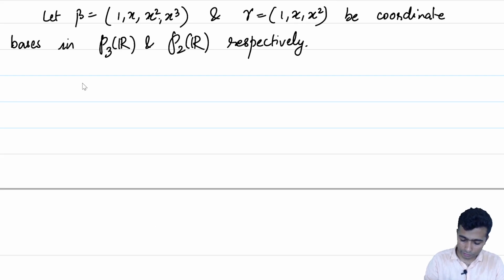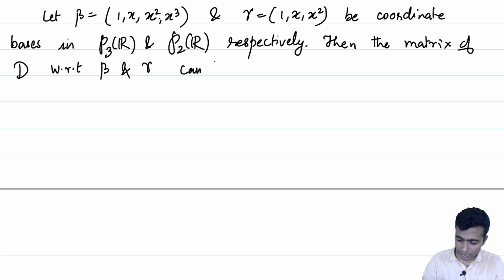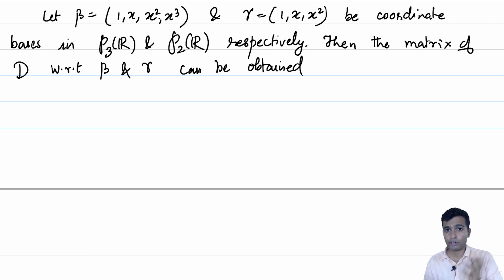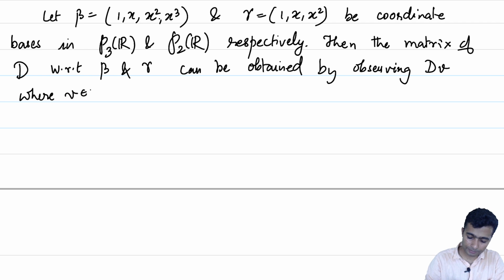So, to write the matrix of D, the matrix of D with respect to beta and gamma can be obtained by looking at what is D of each of the vectors in the coordinate basis beta, by observing D of V where V belongs to beta.